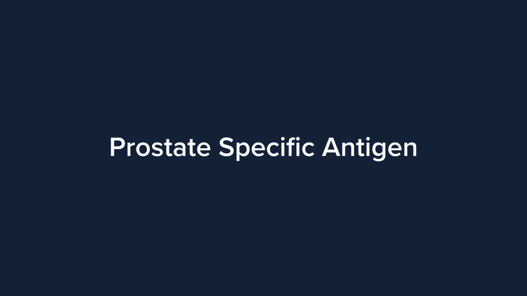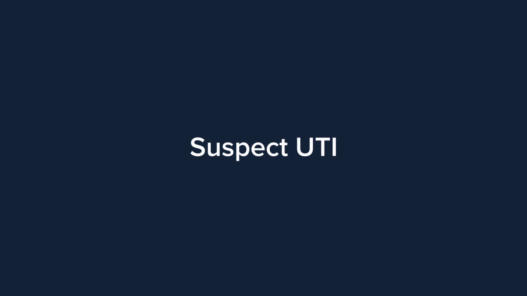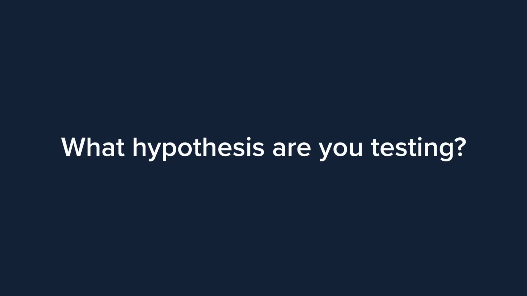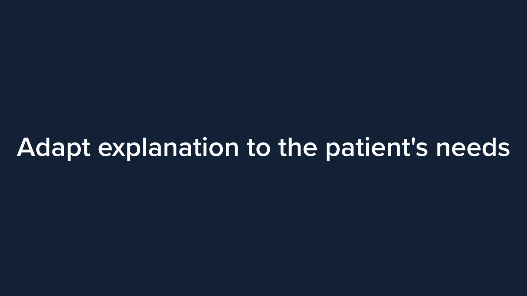For example, if Mrs. Smith comes with lower urinary tract symptoms, you might consider offering a PSA level, so a blood test for the prostate-specific antigen, but you probably don't need to request more investigations. However, if you suspect a urinary tract infection, you may consider urine analysis to exclude a UTI. Always ask yourself, what's the clinical question I'm trying to answer with this test, and how will this result change my management?